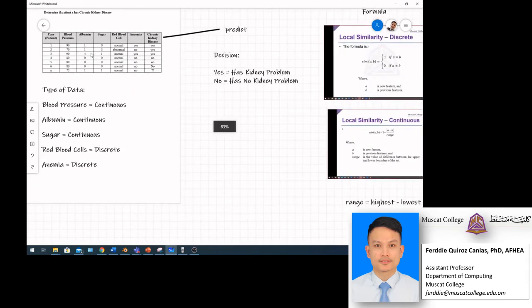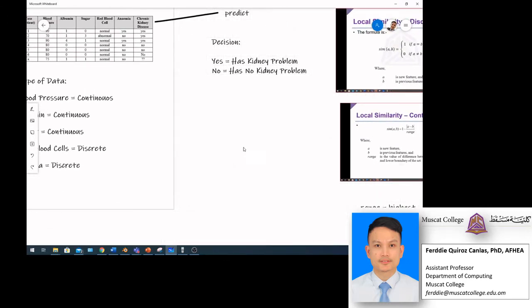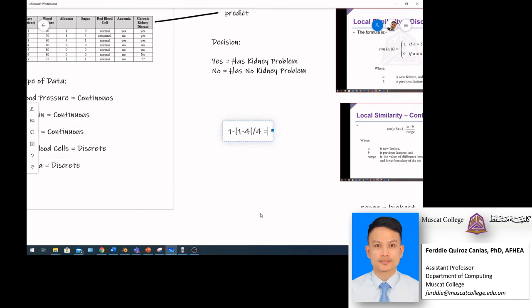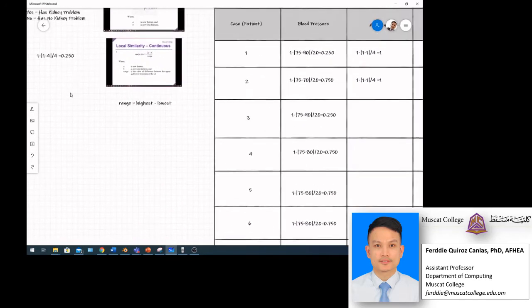Then let's go with 4, which is albumin. Let me copy the formula here and paste. So 1 minus 4, we just have to change it here, then calculate it with the calculator to see the value. Just replace 1 here with 4, press delete, then with 4, then press equal. You will get 1/4, which is 0.25. You have to write in here 0.250, and then copy paste that, put it in that column.